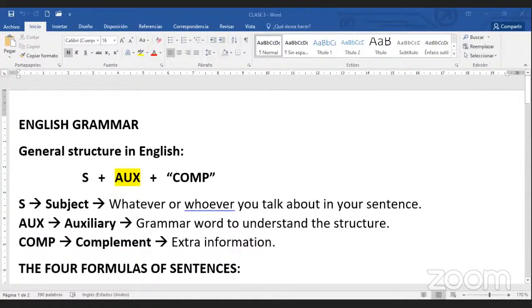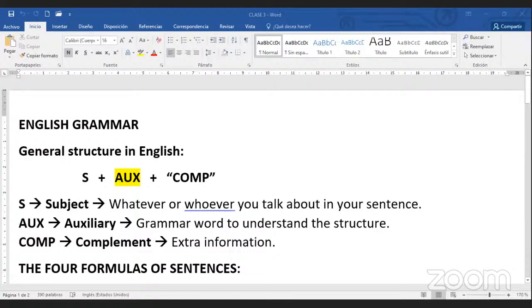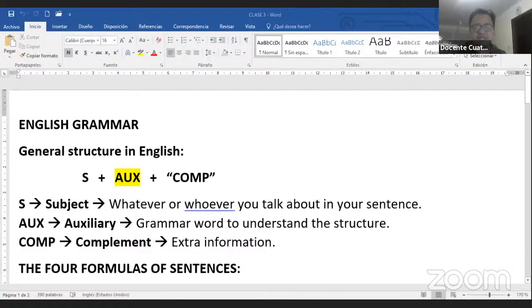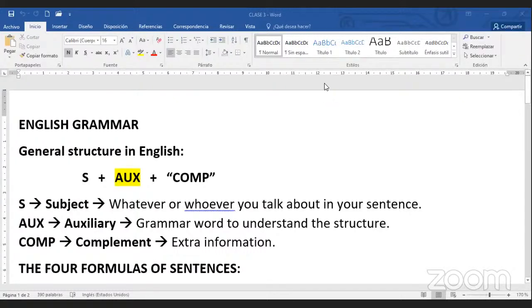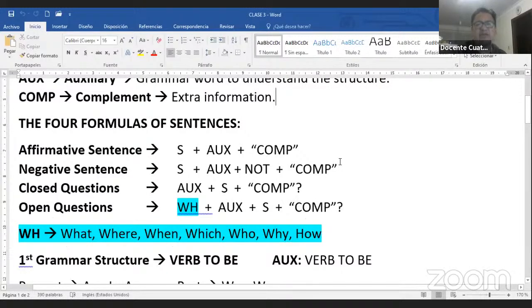So, Liber, what's the complement in a sentence? Complement is extra information. So with the subject and the auxiliary, we have some information. But with the complement, we have more information, extra information. Okay? Very good. That was the basic idea. Now we have four formulas to understand. We have the formula for the affirmative sentence, negative, closed question, open questions.